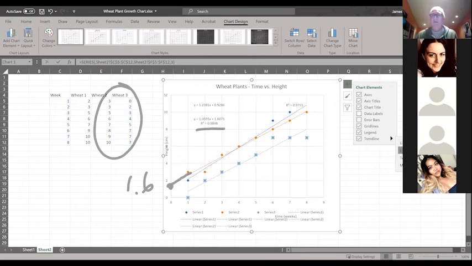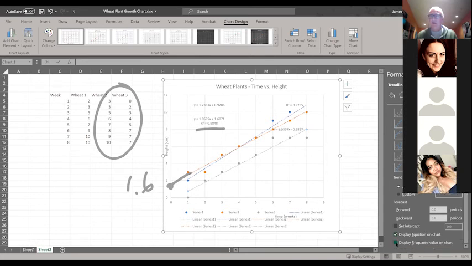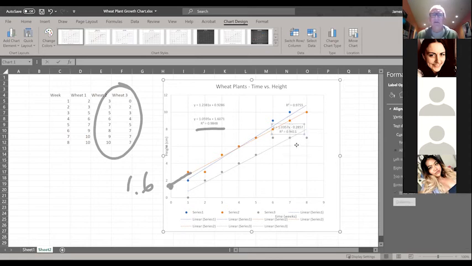So just do linear, more options, for that one. So we want linear. We check and make sure it's series 3. Display the equation and display the r squared. So here is the third one. I'll just move it down here.